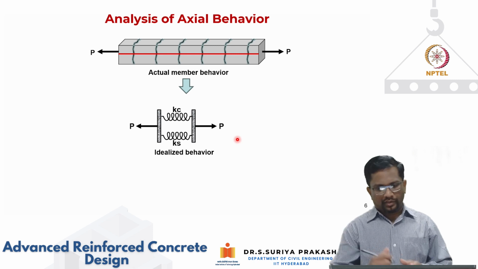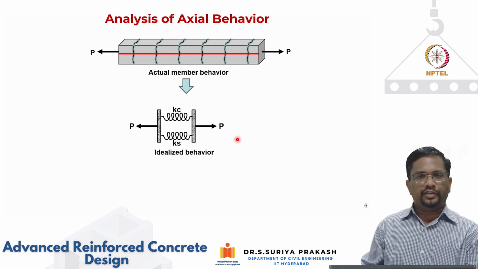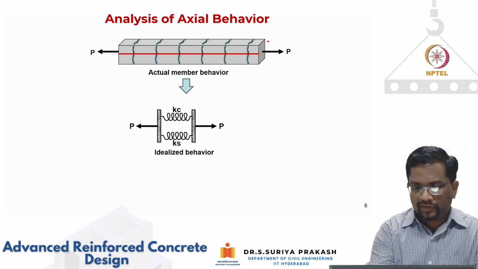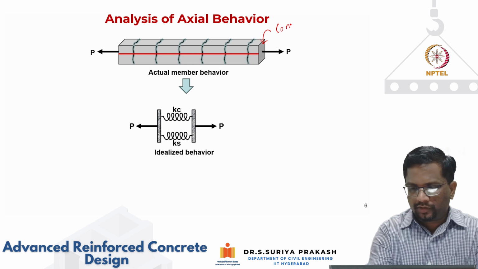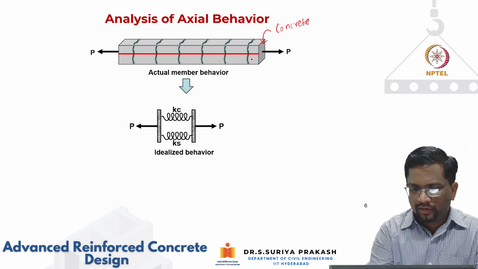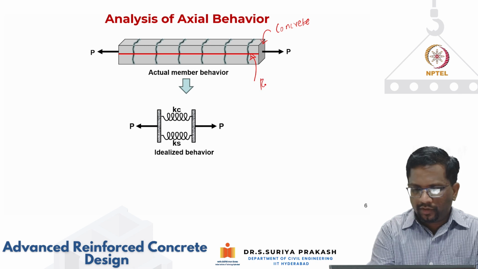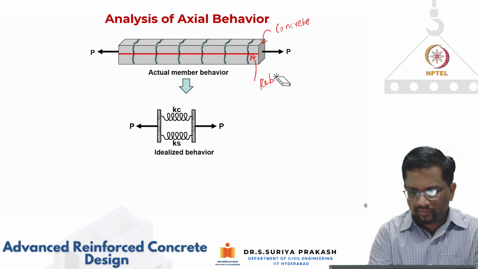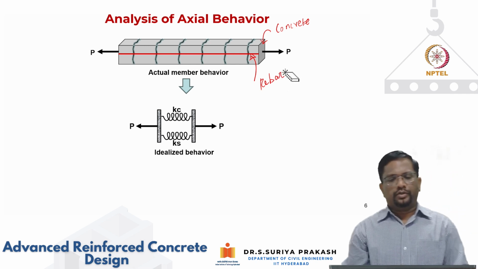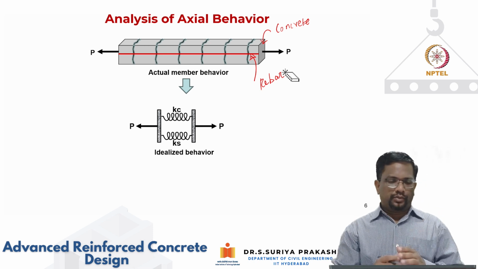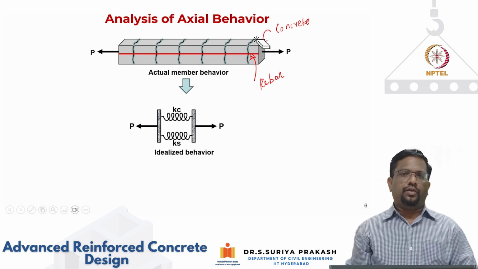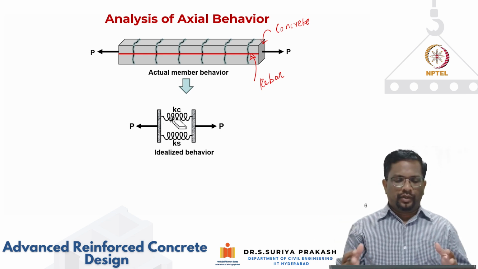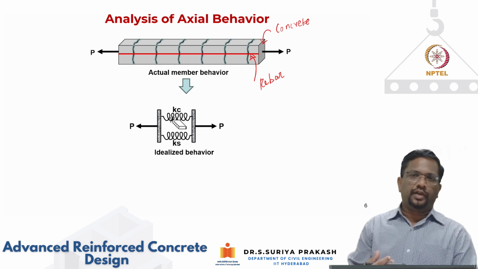Right, now let's look at a very simple example. What we're taking is a simple concrete prism, and what we are having is, you can write this as the concrete and this is basically a rebar. Okay, so when it is subjected to axial load, you can replace the concrete and rebar as two springs because they're all connected together, right? And two springs that are connected in parallel.